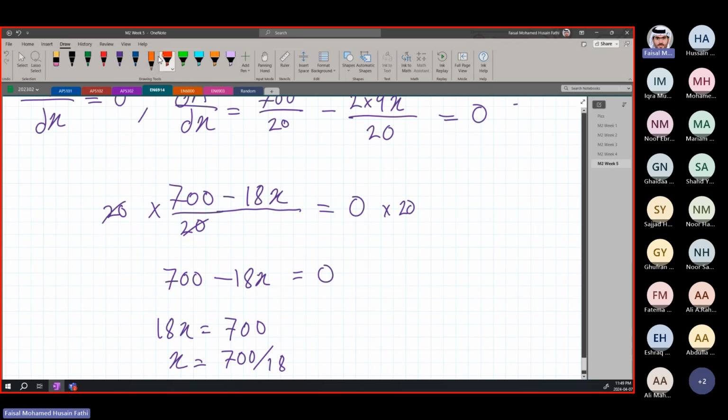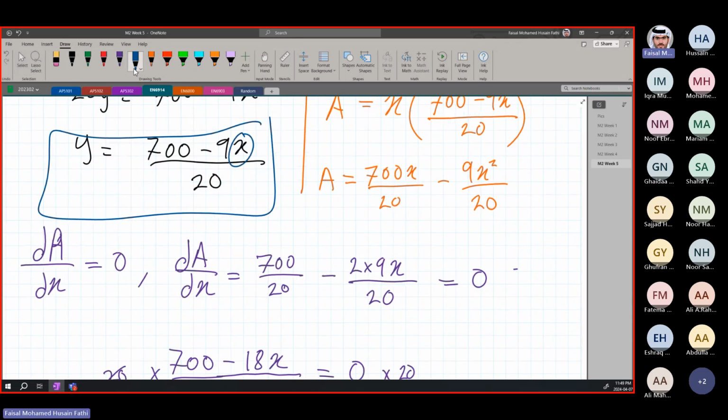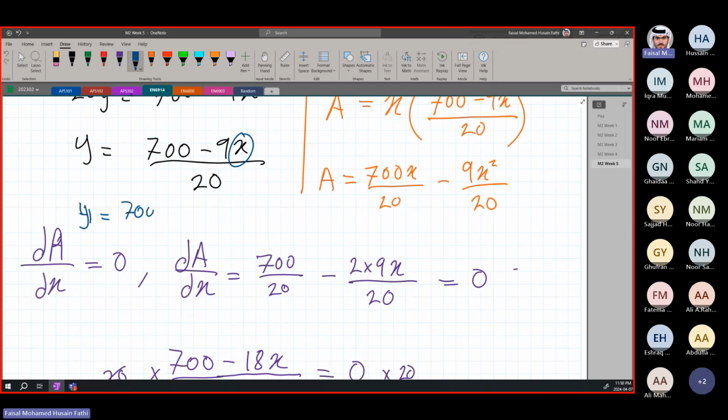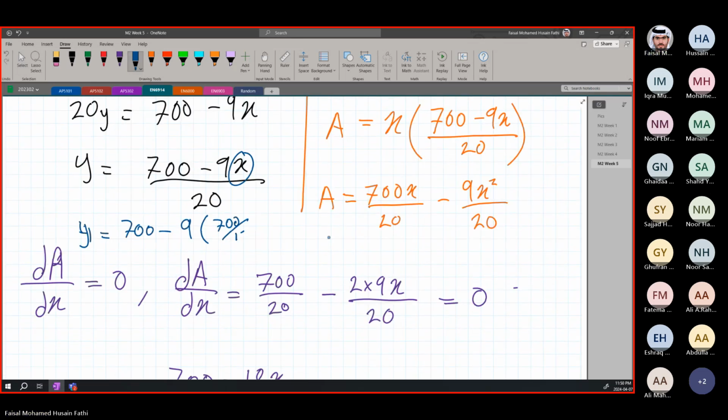الحين بناخذ احنا هذه بناخذه وبنحطه هني instead of x. وين راح الايكويشن؟ هني instead of x. زين. فعشان نطلع الy which is equal to 700 minus 9 times 700 over كم كان؟ over 18 all divided by 20.